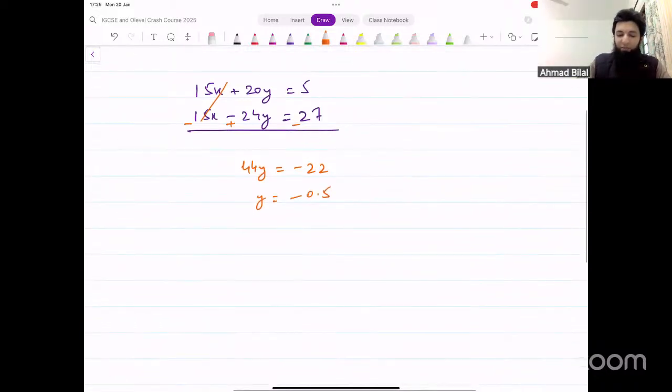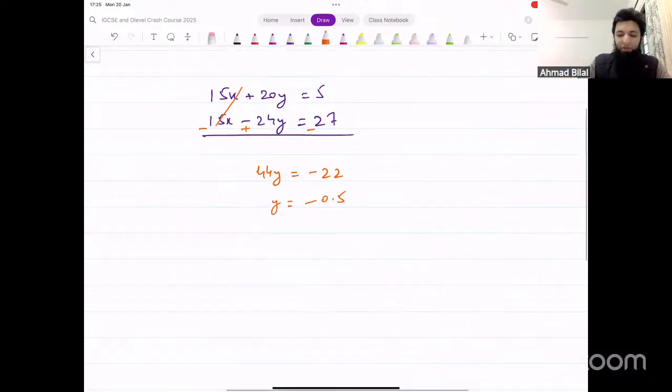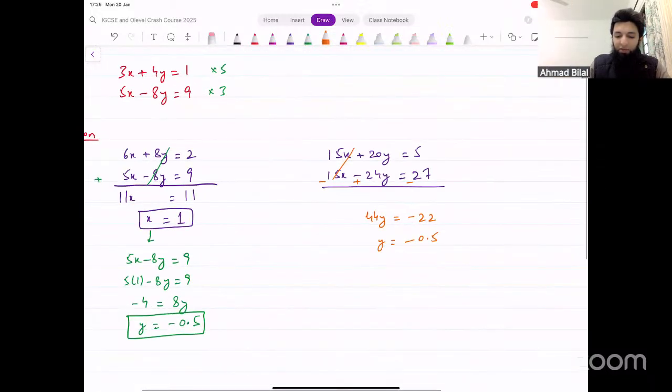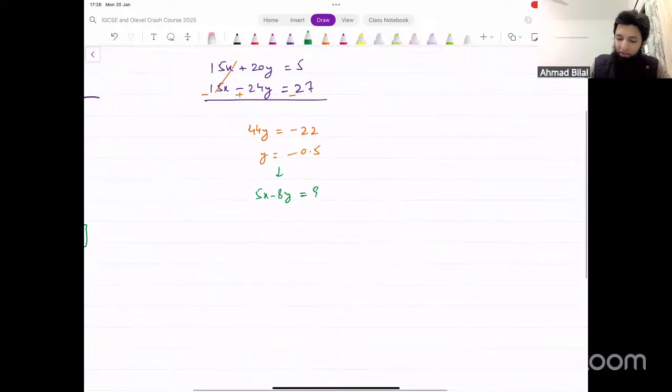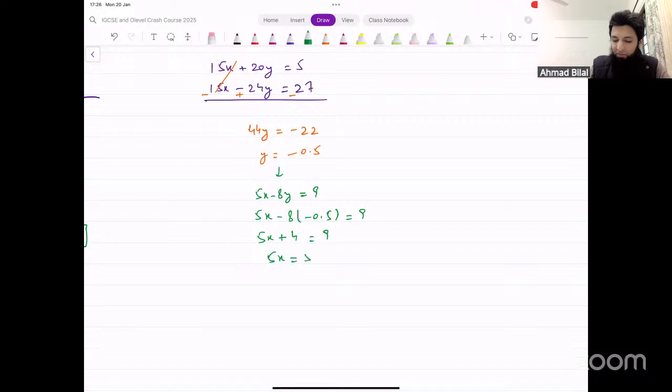You put this value of y back in any one of those two equations, and you'll get the corresponding value for x. So if I were to put this back in 5x minus 8y equals 9 again, that would give me 5x minus 8 into minus 0.5 equal to 9. And from that, I can find the value of x as well. It becomes 5x plus 4 equal to 9, 5x equal to 5, and x equal to 1. Again, we got the same two values, y equals minus 0.5 and x equals 1.